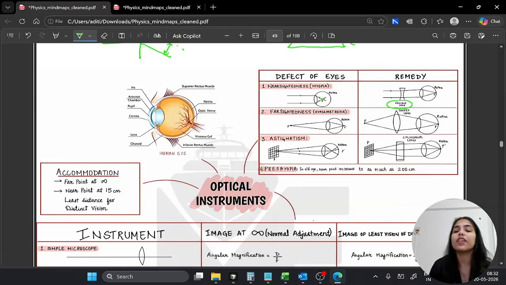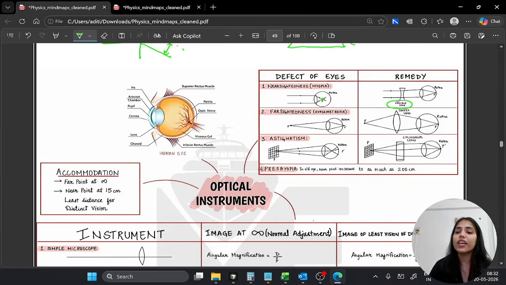Okay. Next, we have farsightedness. That farsightedness mostly comes from age. Okay, people as they grow old, they have this farsightedness. What happens is you're able to see distant images clearly, but not the nearby objects. For that, your eyes are so used to viewing the far object that the image formed is behind the retina.